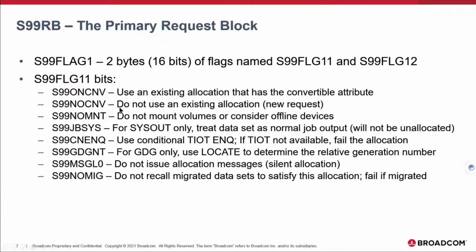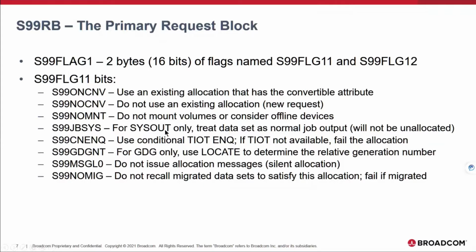We're going to look at this one today, the S99 no convert. It means don't try to find an existing allocation. This is a brand new allocation request, so this will be on. And other options are, you can say I want to use an existing allocation if it's got the convertible attribute. We don't need to deal with that. You can designate that you don't want to mount volumes or consider offline devices, which would be interesting for tape devices. We're going to be dealing with disk devices, so we're not going to worry about that today.